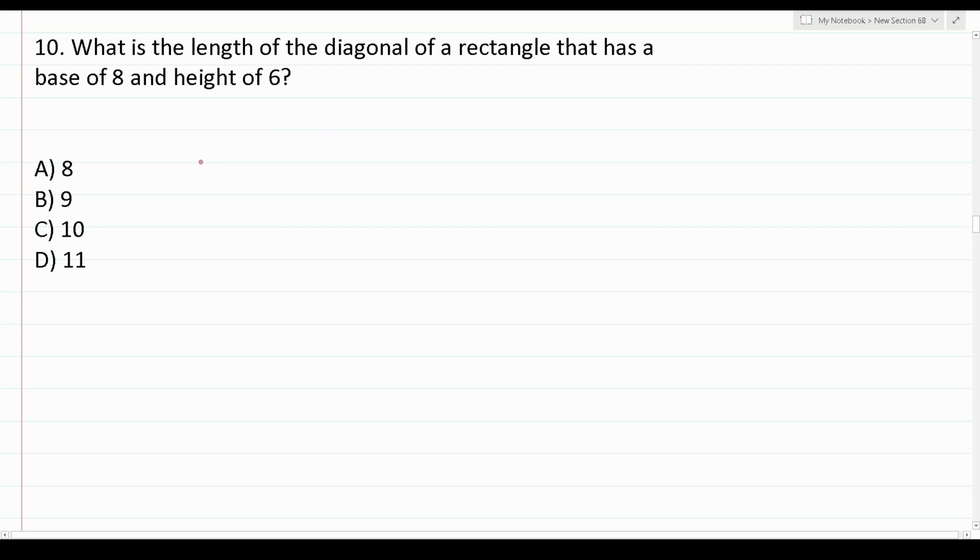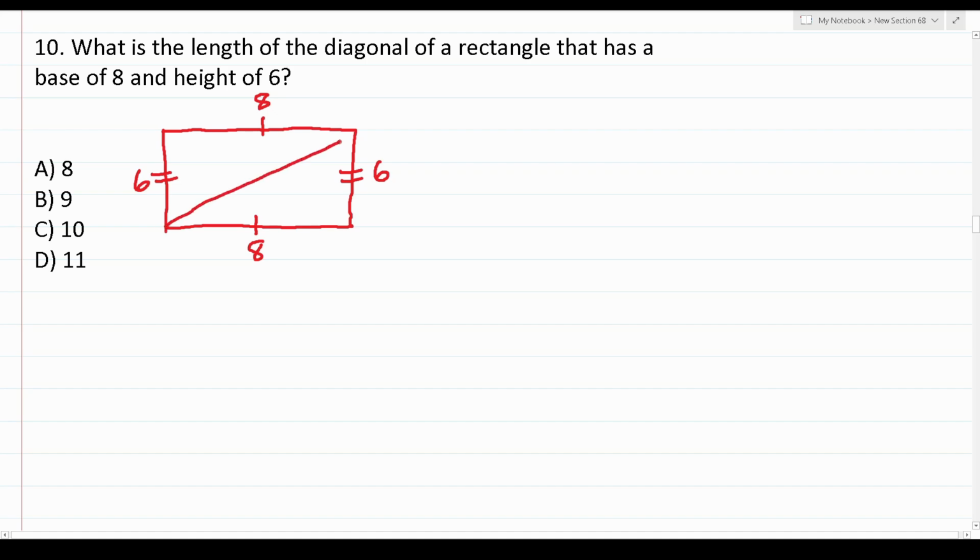All right, so first things first, let's draw a rectangle. All right, there's our rectangle, and according to the problem, we know it has a base of 8 and a height of 6. Well, as far as rectangles go, we should know that if this side's 8, then this side's also 8, and if this side's 6, this side's also 6. According to the problem, we want to know the length of the diagonal of this rectangle. Well, what is the diagonal of this rectangle? It's the distance from here to here.